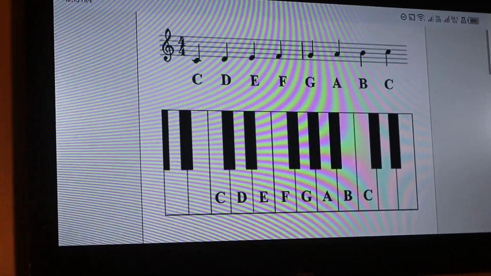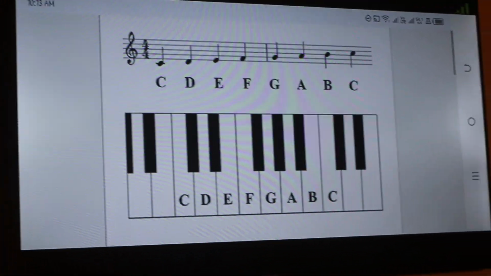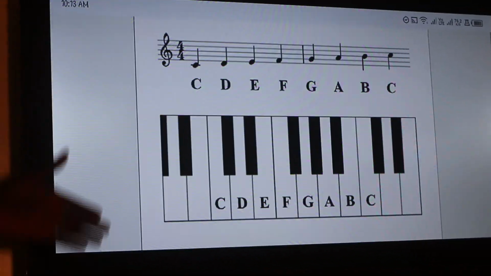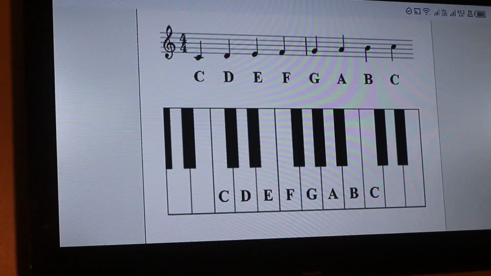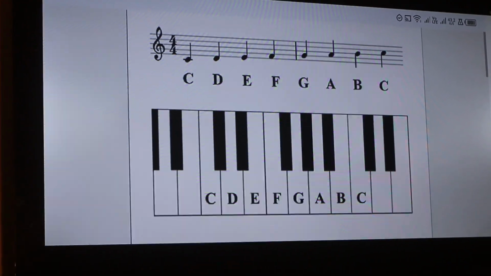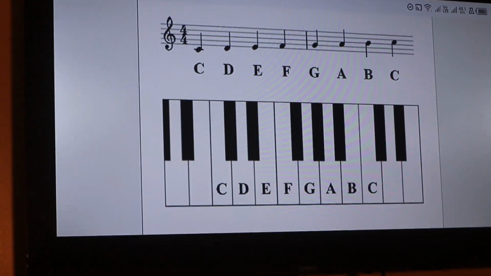So good morning class. Today, welcome to this music class, and we are going to talk about the keyboard and also the notes that are on the keyboard. Apart from that, we shall also learn how to identify the sharps and flats on the keyboard.